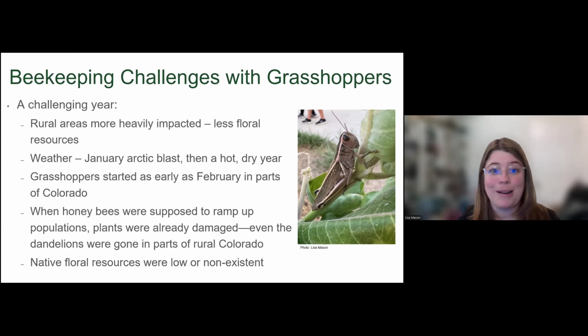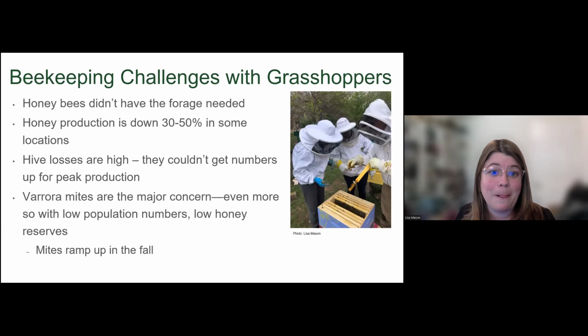Dandelions are better than nothing. They are not one of the most nutritious sources for our honeybees. They actually lack a lot of the amino acids that honeybees need. So they're great supplements, but they're not enough. But in this case, there weren't even dandelions available. And then, of course, a lot of the native floral resources were either low or non-existent. And they struggled. Beekeepers are still struggling to maintain healthy hives.